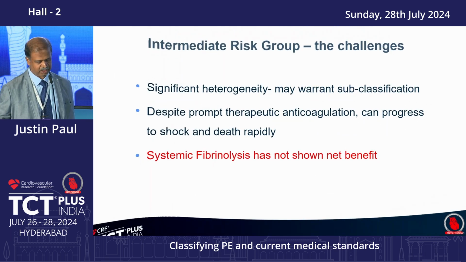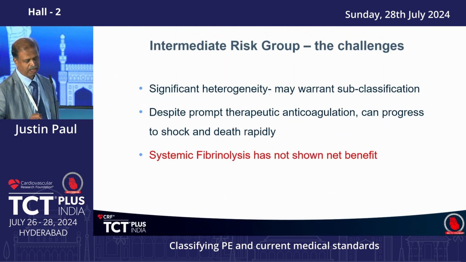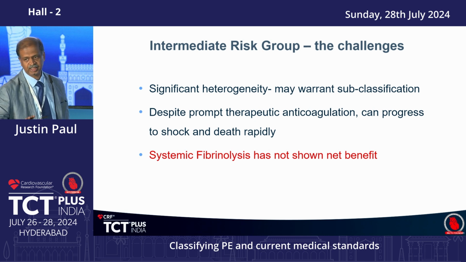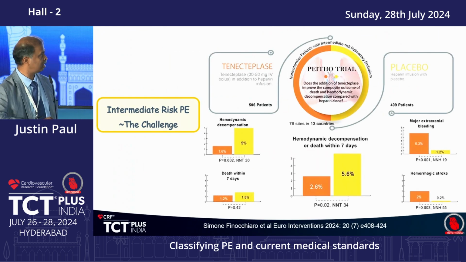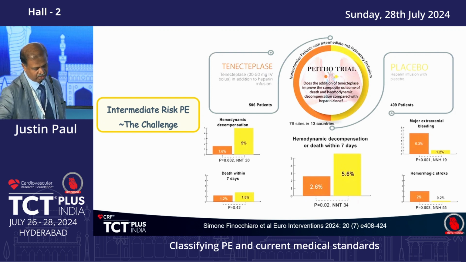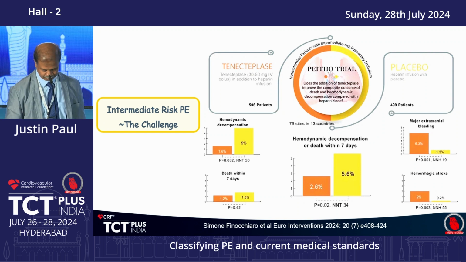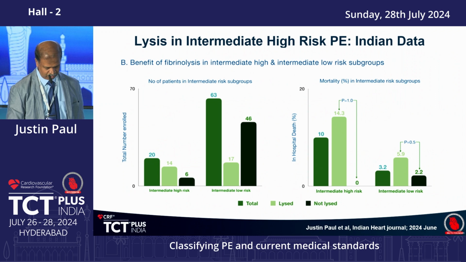So now what are the challenges of these patients of the intermediate risk group? They have a significant heterogeneity. They definitely need a subclassification. And despite prompt therapeutic anticoagulation, many of them may progress to shock and death rapidly. Unfortunately, systemic fibrinolysis has not shown a benefit, as you can see in the PEITHO study with tenecteplase and placebo, with a good number of patients, 1,000 patients. What you can see is that it significantly reduced the hemodynamic decompensation or death in 7 days. However, there is a significant increase in extracranial bleeding and intracranial hemorrhage. So that was not helpful.